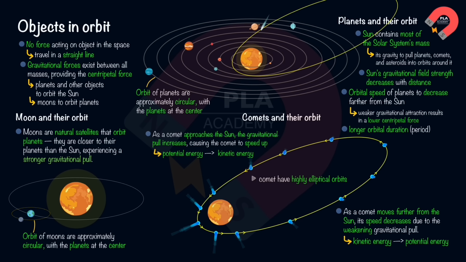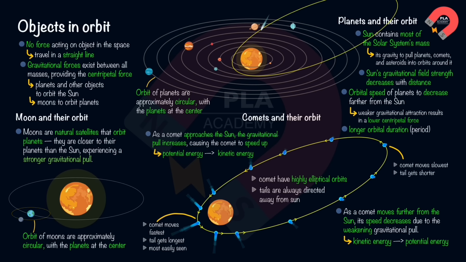The ice melts when the comet approaches the Sun and forms the comet's tail. The comet's tail is always directed away from the Sun. Here, the comet moves fastest, has the longest tail and is most easily seen. Here, the comet moves slowest and has the shortest tail.